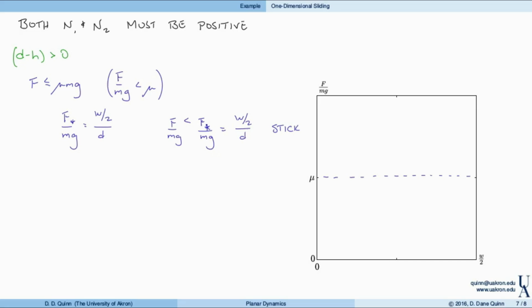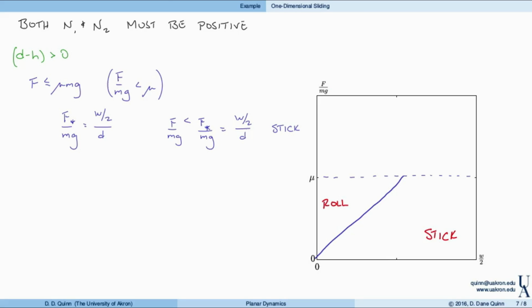So what does that look like? Well, that is going to produce a line like so. This is the value of F star over mg that separates stick from roll. And again, we have to be less than this value, and we have to be less than mu. So really what that implies is in this region here, we have stick, while in this region, we have roll. So if w over 2 is large enough, which means the block is very wide, then the block is expected to stick. However, if w over 2 is small enough and the force is large enough, we expect the block to roll. Now, if the force becomes too large, the block slips.